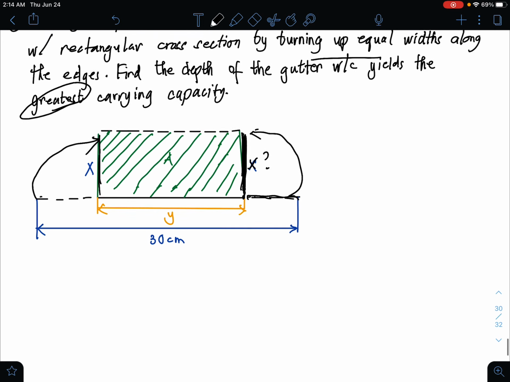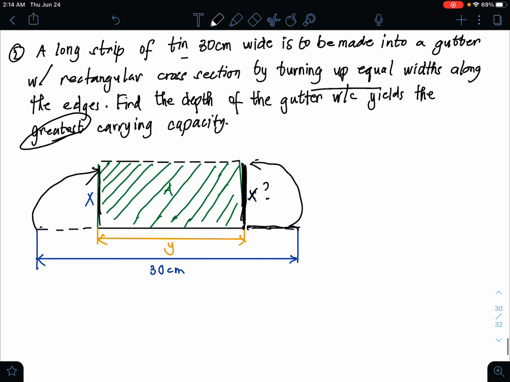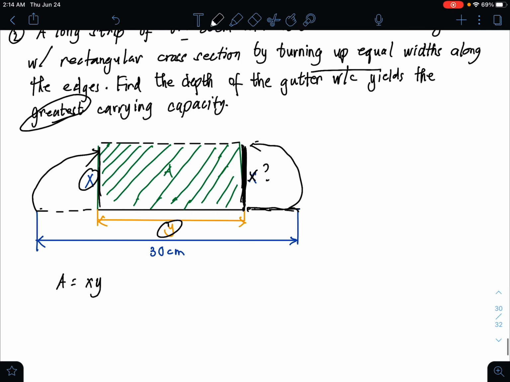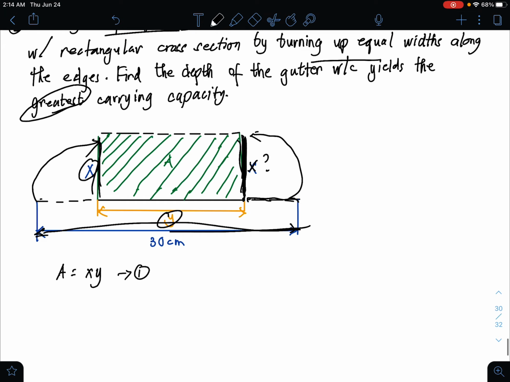Now, to get that one, we're going to formulate formulas. So, this is a rectangle, right? So, the formula of a rectangle is x and y gapon. This is x, this is y. And we can also get another equation. This one is 30 centimeters in totality. According sa problem, kaning tin daw, 30 centimeters daw ni siya. Ang gipilo lang ang duha ka edges na imong x. So, therefore, duha ka x, no?